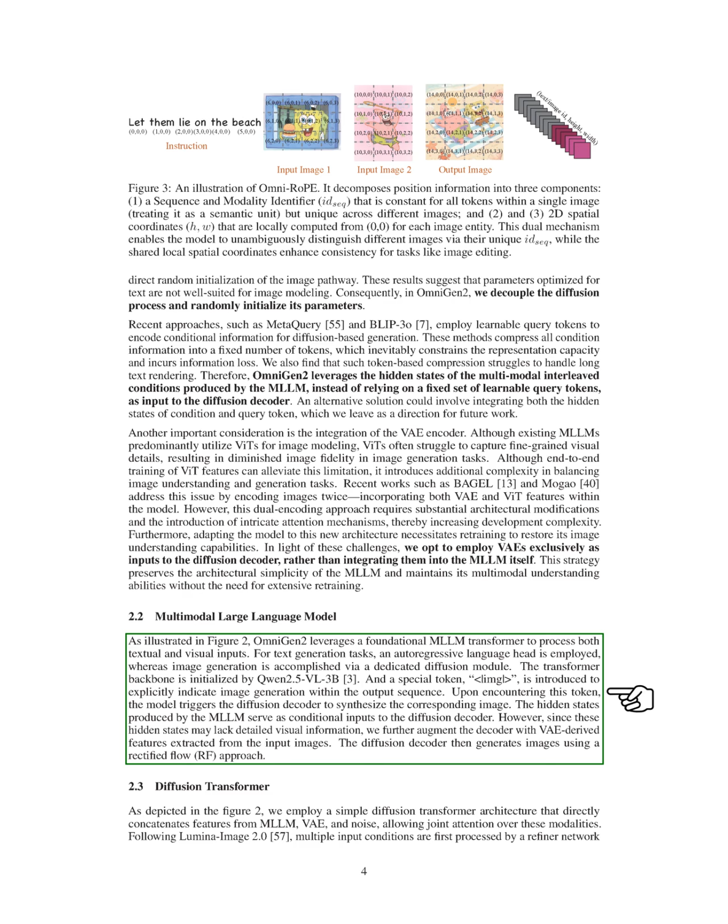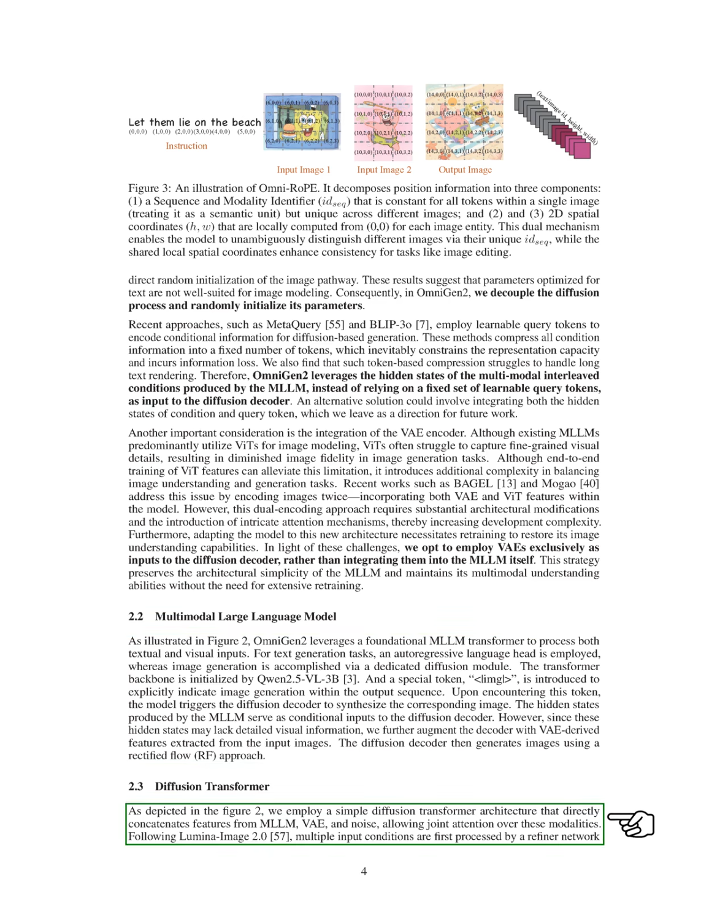The hidden states from the MLLM act as inputs for the diffusion decoder, but since these states may not contain enough visual detail, we enhance the decoder with features from a variational autoencoder, VAE, derived from the input images. The diffusion decoder then produces images using a rectified flow method. Next, we implement a straightforward diffusion transformer architecture that combines features from the MLLM, VAE, and noise, allowing for joint attention across these different types of data.